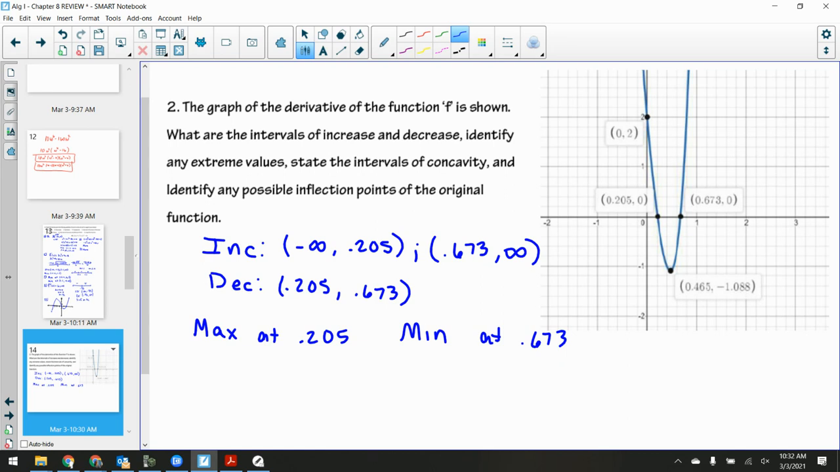Now, state the intervals of concavity. Now, this is kind of a weird one. If it's decreasing on the first derivative, that means the slope of the first derivative is negative, right? The slope of the first derivative is negative.